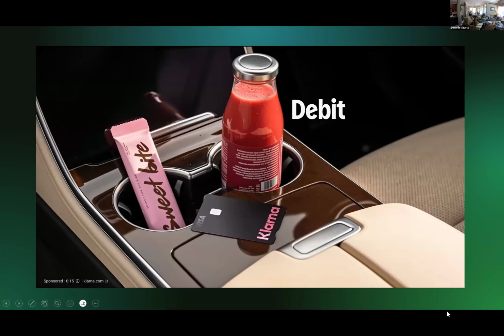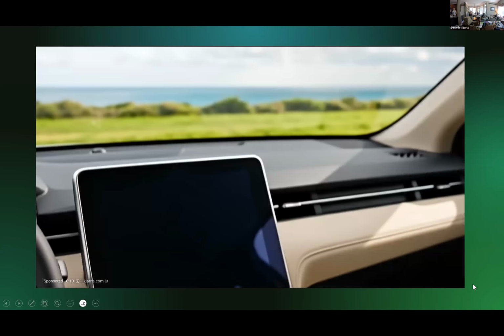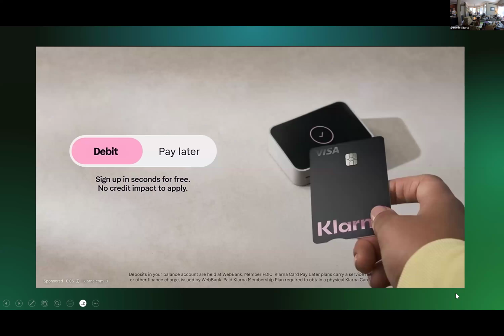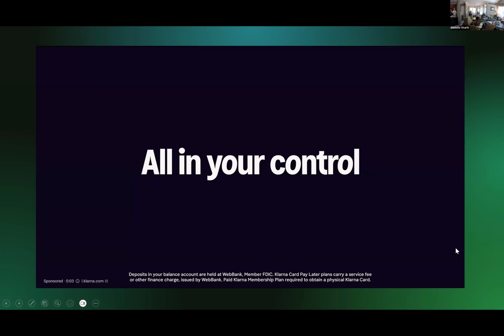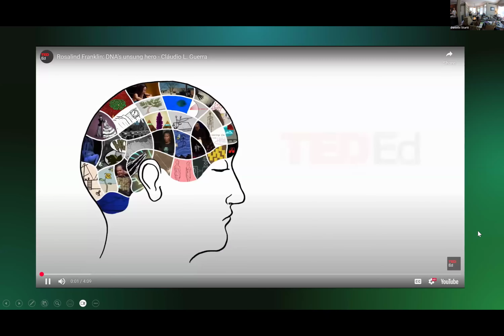When buying snacks for the road, pay right away. Why are these such long commercials? But paying for a new windshield, that's when you probably pay later. With the Klarna card, debit is the default, and pay later is there for when you need it, so you never lose control. Wait, why is it debit? That's smart, that's Klarna. Credit card. No, they're different.